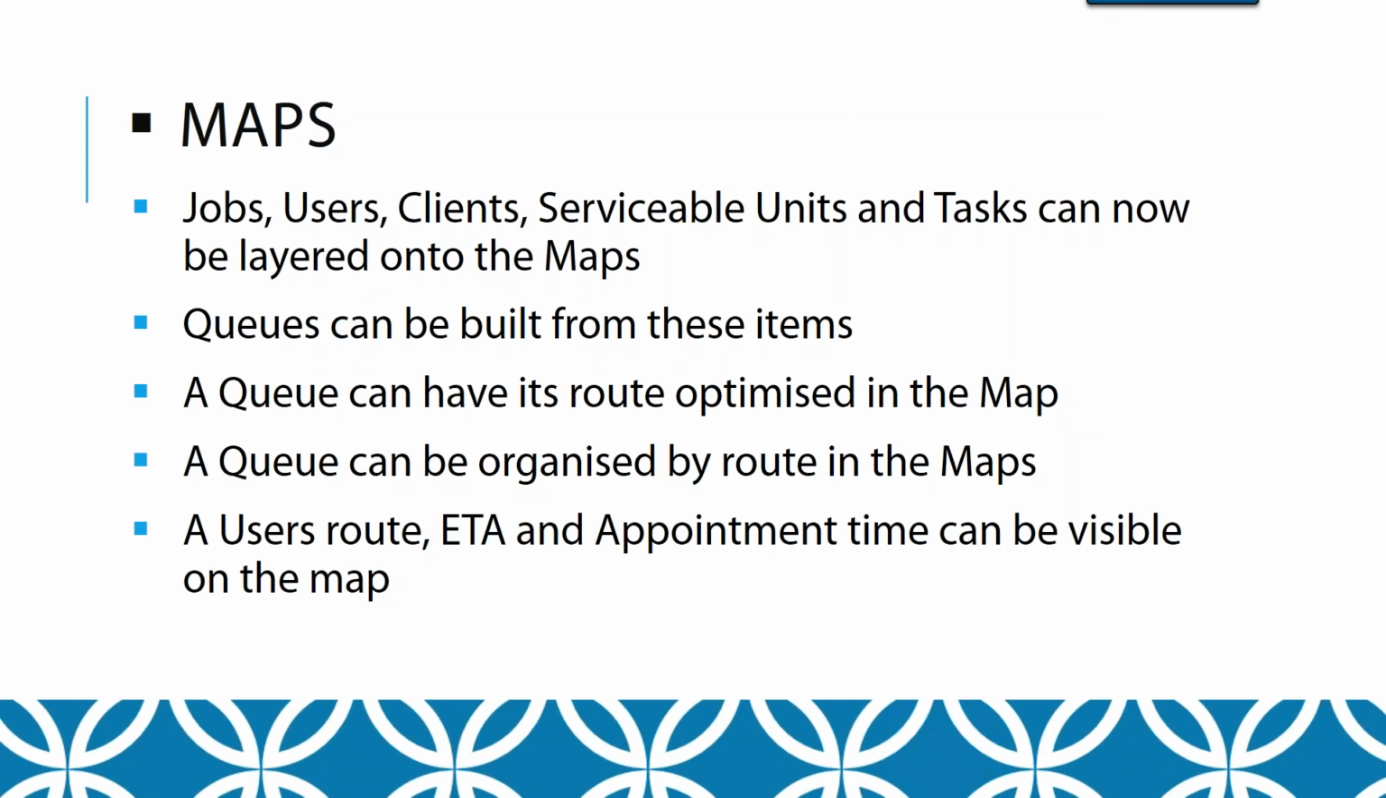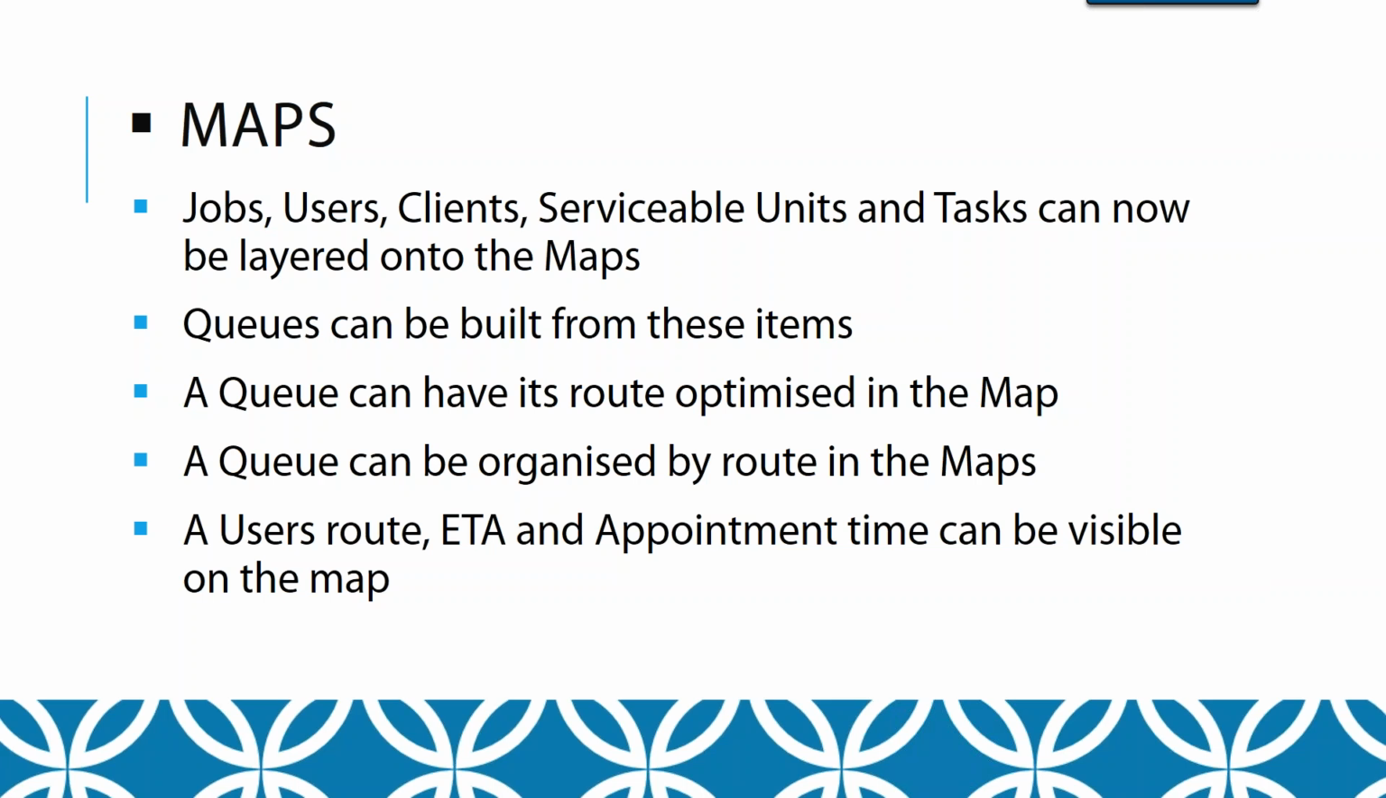To carry on the theme around queues, I'm going to introduce maps as well. So the queues and maps are quite interactive with each other. So now in maps, we can overlay the jobs, the clients, the serviceable units, and the tasks. These are the same things that integrate into our queues as well. Queues can be built from these items. So we may be looking at a map in a particular area and see all of our serviceable units in that area and assign them to a queue.